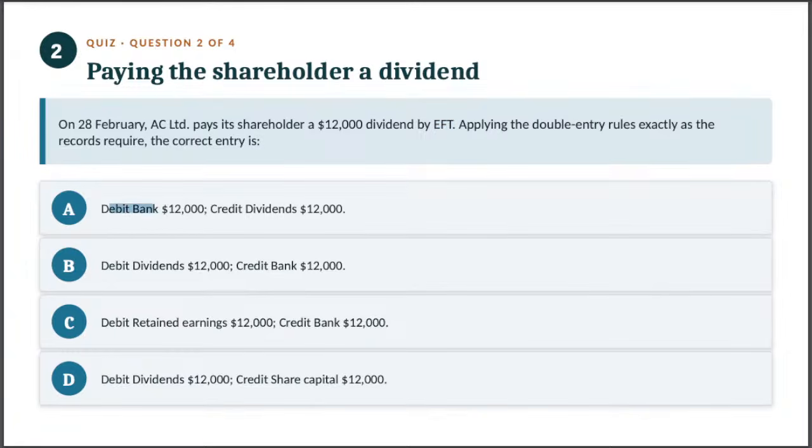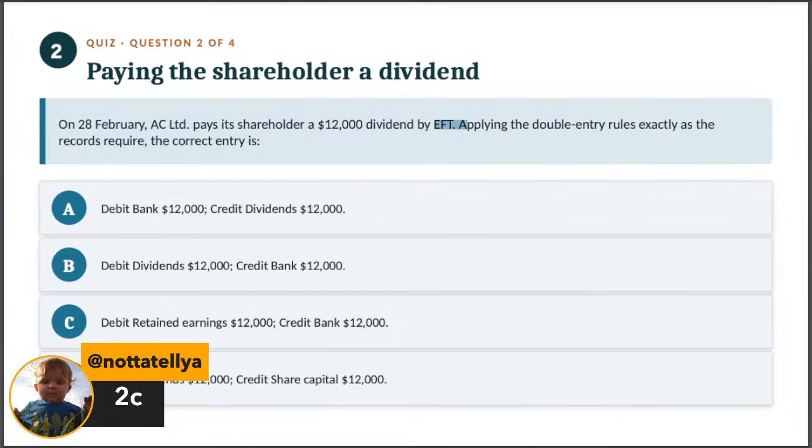So is it A, debit bank $12,000, credit dividends $12,000? Is it B, debit dividends $12,000, credit bank $12,000? Is it C, debit retained earnings $12,000, credit bank $12,000? Or is it D, debit dividends $12,000 and credit share capital $12,000? So they're paying their shareholders a $12,000 dividend, and it's coming by EFT.